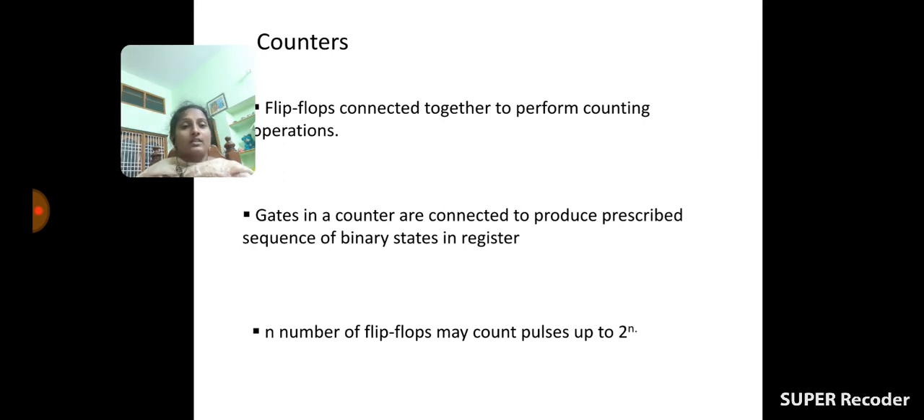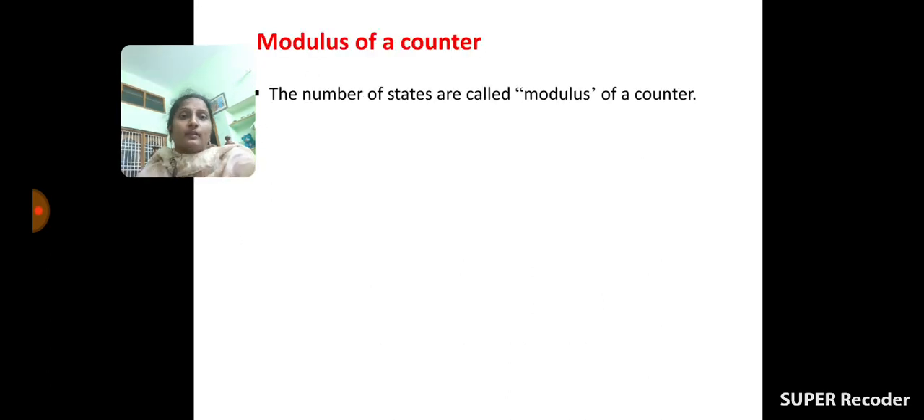So, what is the relation between the counting here? In a register, the number of bits stored is equal to the number of flip-flops. Listen carefully. In a register, if we want to store n number of bits, it requires n number of flip-flops. But in counters, n number of flip-flops may count the pulses up to 2 to the power of n.